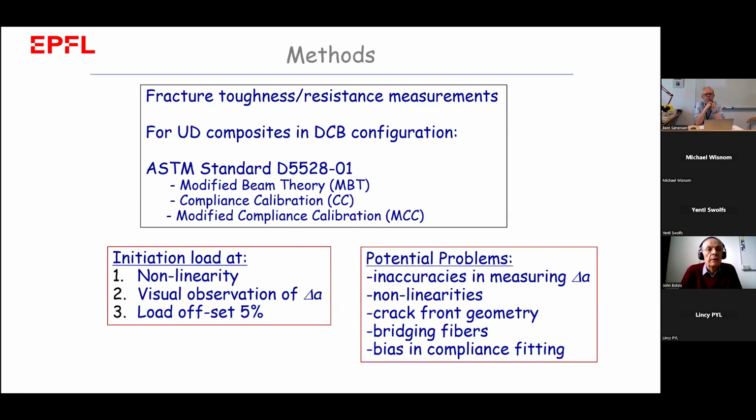So finally, for the results, part of the methods also, the ASTM standards, of course, we use them. The problems associated with the standard are the nonlinearity and the visual observation of delta A. The initiation is defined at nonlinearity or visual expansion or load offset at 5%. The potential problems, though, I think were also mentioned earlier: inaccuracies in measuring delta A, nonlinearities, crack front geometry, bridging fibers, bias in compliance fitting. This is forgotten, but it is a very, very important aspect.